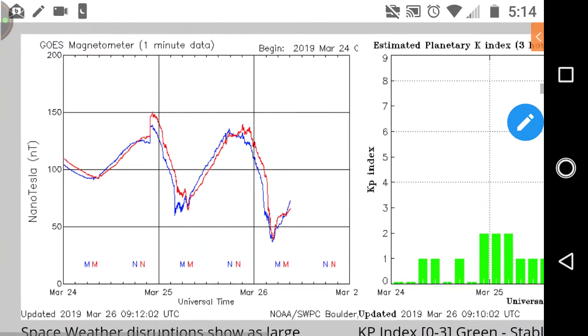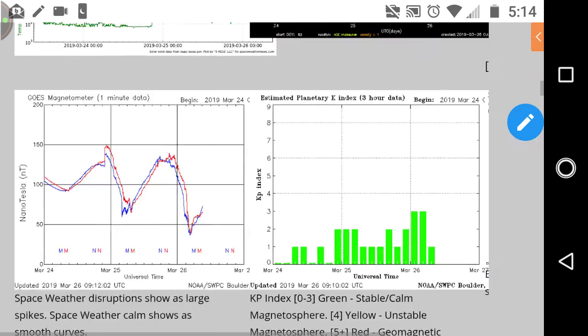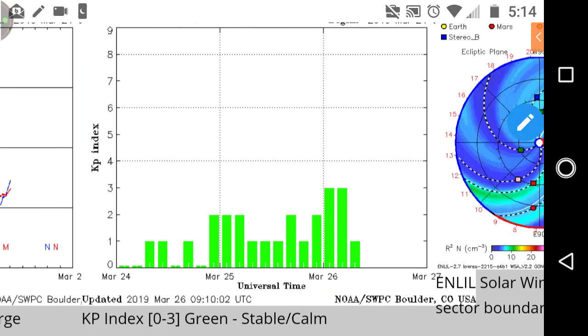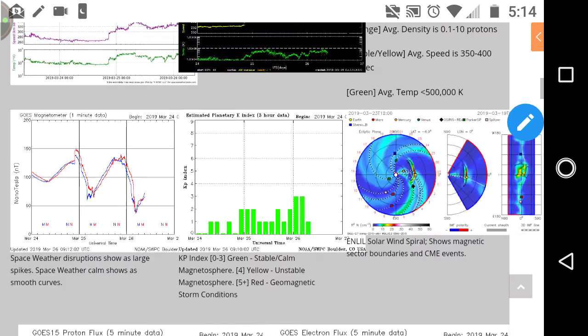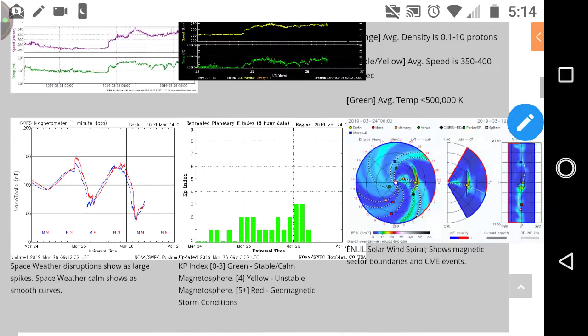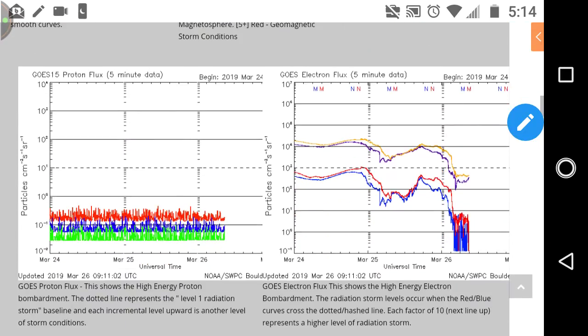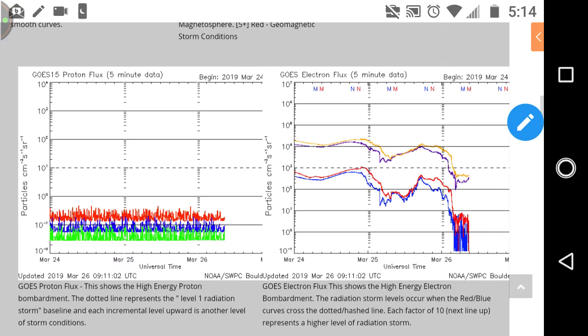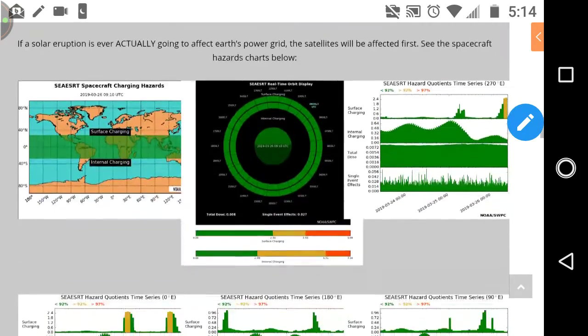We see some pretty serious magnetometer perturbations there. And we'll look at the GONG in a moment. Also, the KP index was all the way up to 3, and now it's back down to 1. There's your electron flux, indicating that that increase in the solar wind speed and the KP index was probably from a coronal hole wind stream. Although we did see some ejecta, and we'll be searching for it in a moment.